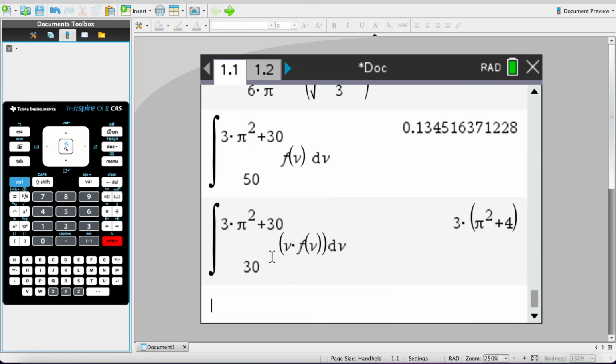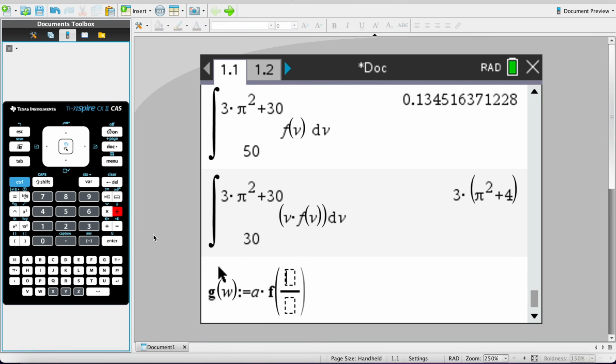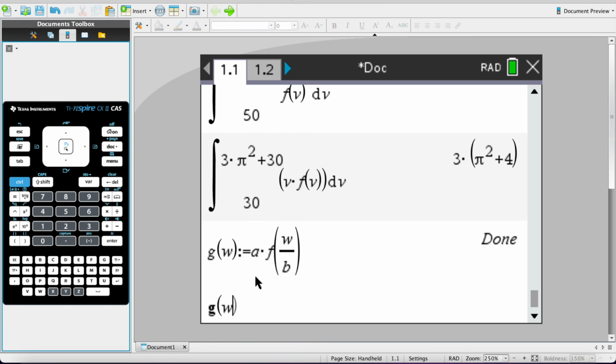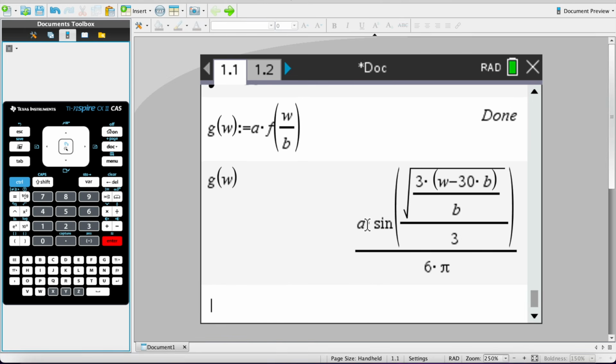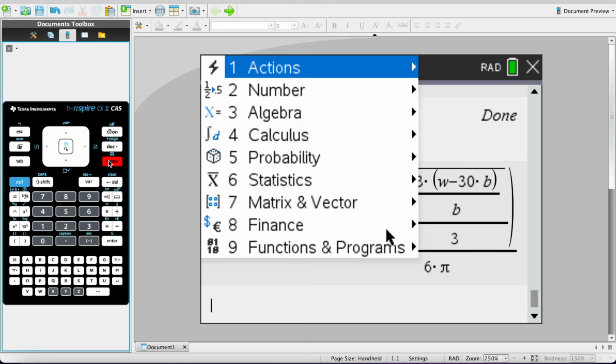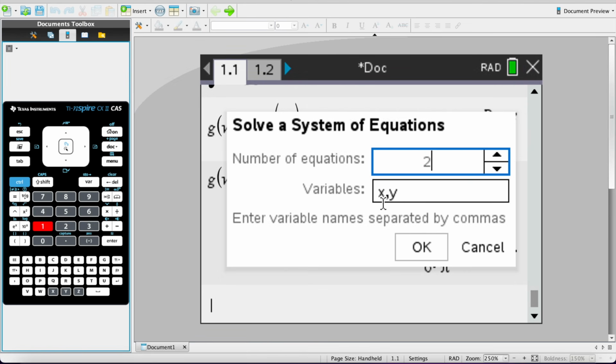So it's a bit long, but to get f of v on the CAS, just define g of w as a times f of w on b, or you can just keep it as v, but we'll just say w on b. And just want to check that g of w is now a over 6 pi, sine square root of that. It looks about right. Okay, so what we just need to do is do a simultaneous equation now. Menu 371. We've got two equations, and the two variables we're solving for are a and b.